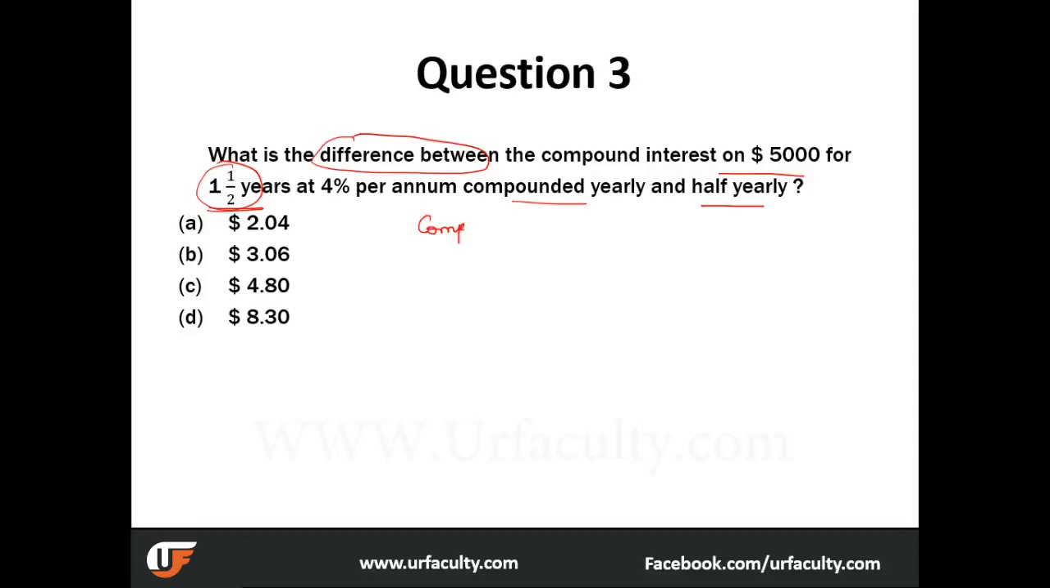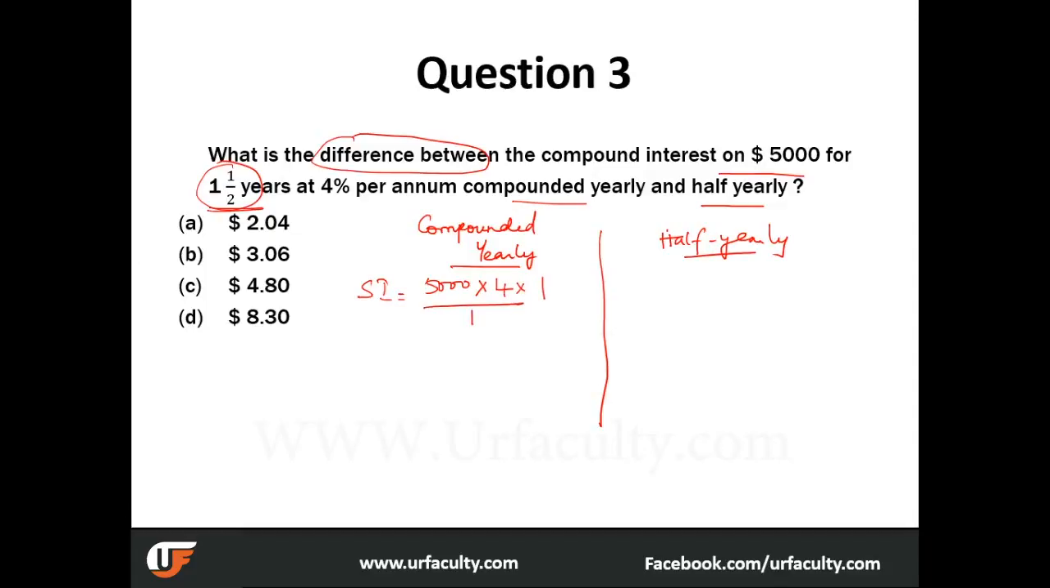So this is compounded yearly, this is compounded half yearly, right? What you'll do is, as a first step, we'll find out the simple interest at the end of 1 year. 5,000 into 4 into 1 by 100. What is the answer you get? You get 200.